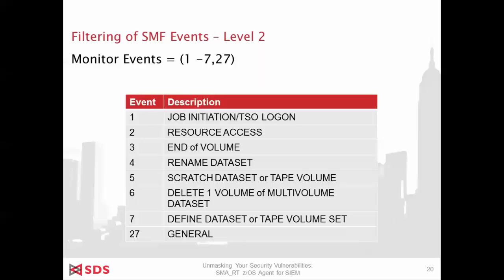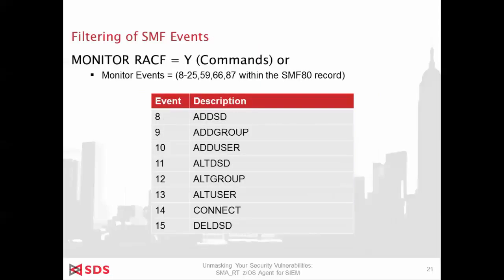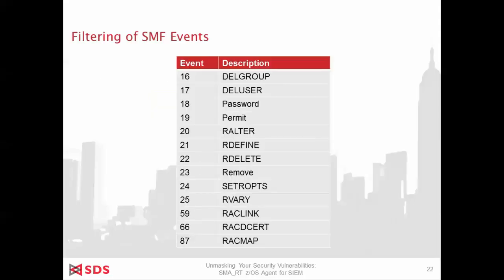And here you can see, for example, this is a RACF sample, but the same applies for top secret and ACF2. So there you can see job initiation, and this is just an example to give you a feel for what you can monitor on the product, or what you may want to code up. So here, for example, these are RACF. Here I've chosen to monitor events 8 to 25, 59, 66, and 87, and that's all within the SMF 80 record. There's some powerful commands here. I'm sure there's some security folks on this webinar that are very familiar with these commands, and there you can see some of the other ones that you maybe want to monitor.